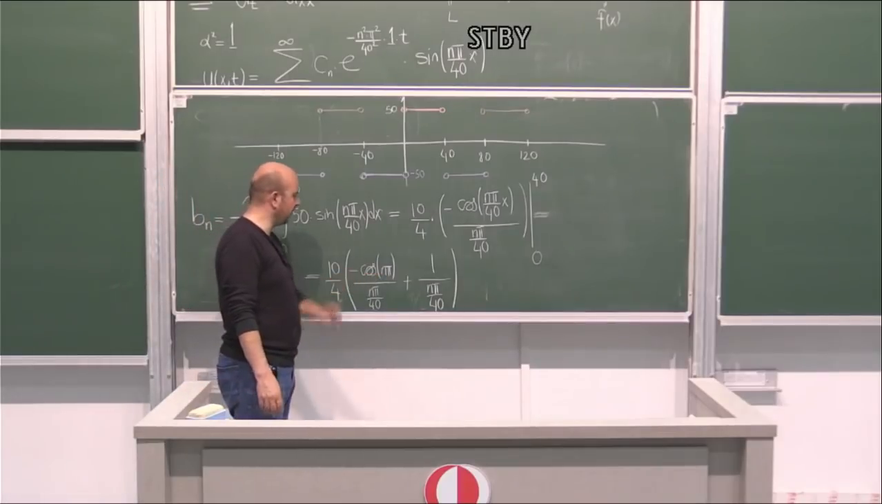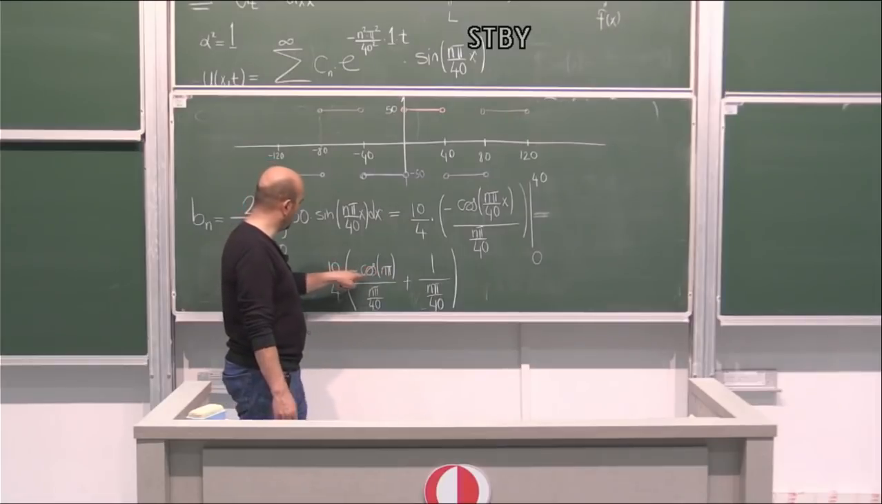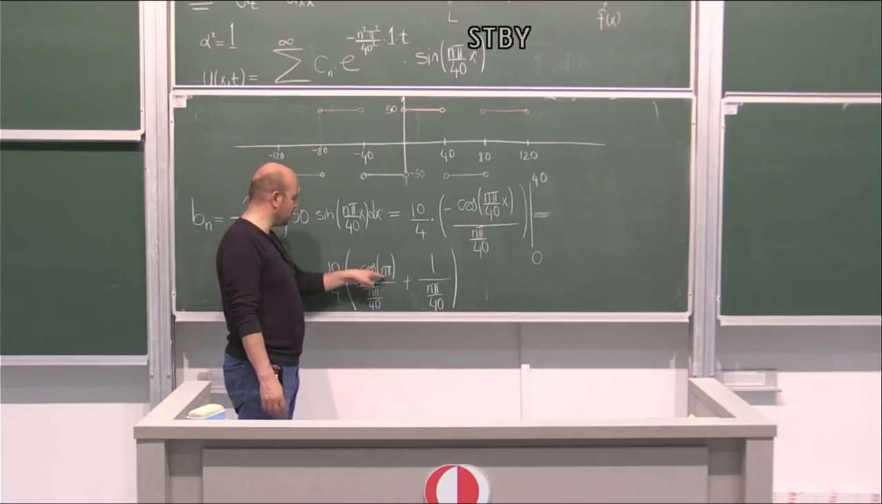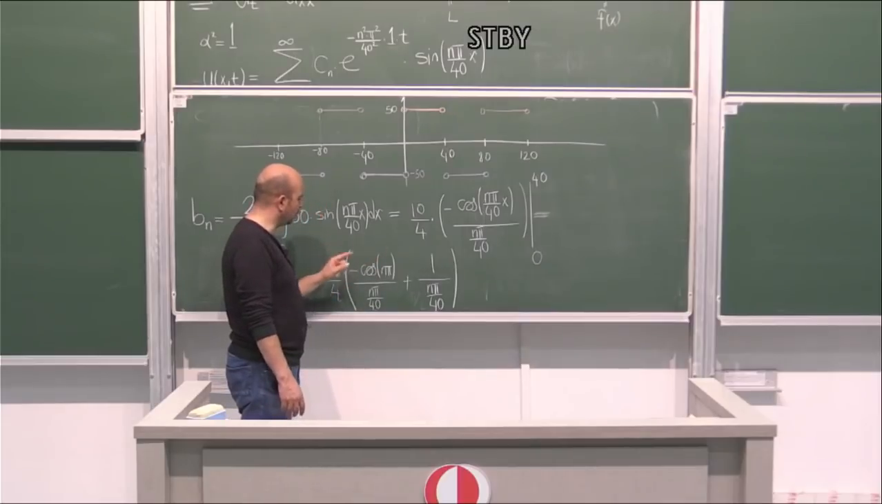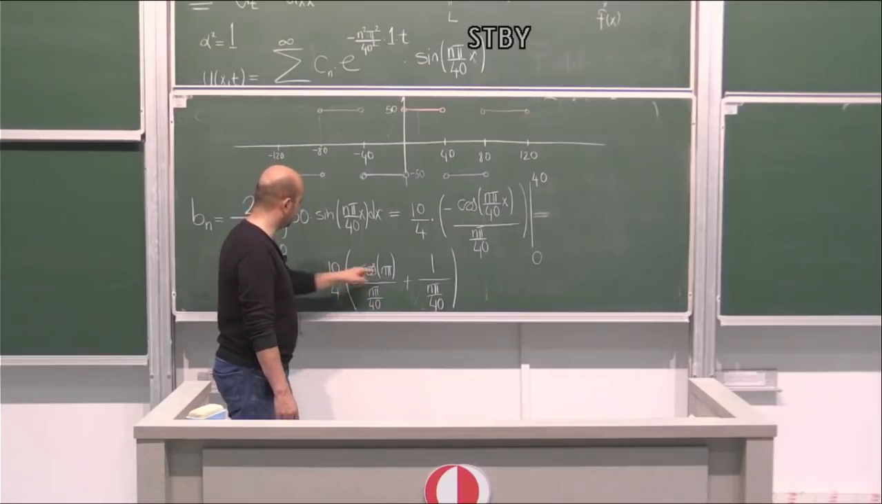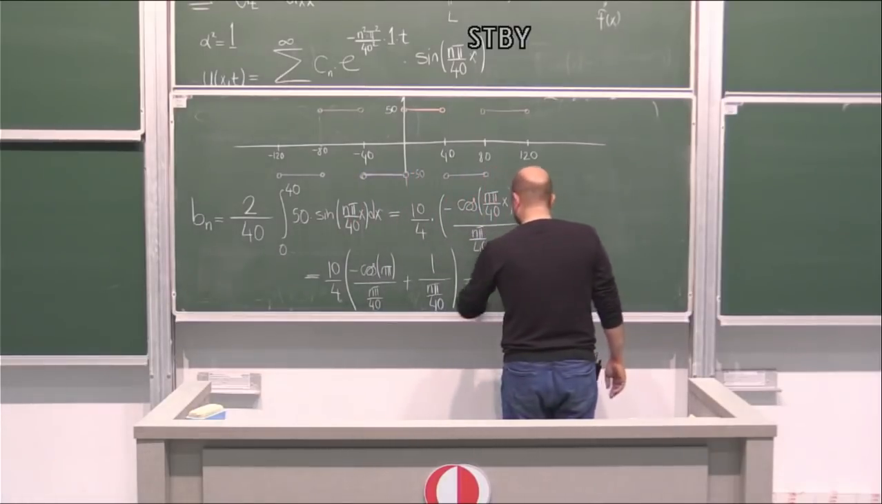If you look at when n is even or odd, this will be either minus 1 or plus 1. When n is odd, cosine n pi will give you negative 1. Negative, negative makes it plus. So we have 1, 1, 2. So we have 2 over n pi over 40. When n is even, cosine n pi will give you 1. So we have -1, -1, +1, we will get 0. So only for odd terms we will have a non-zero coefficient.